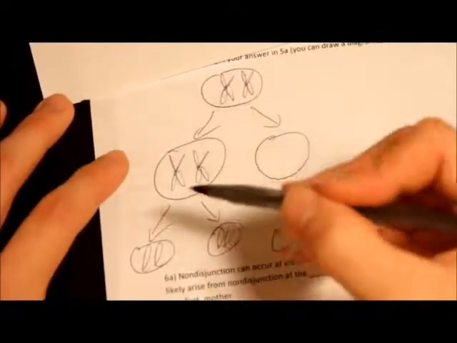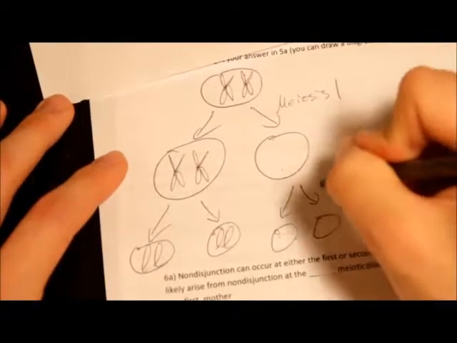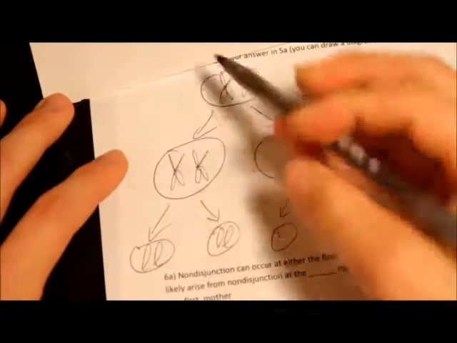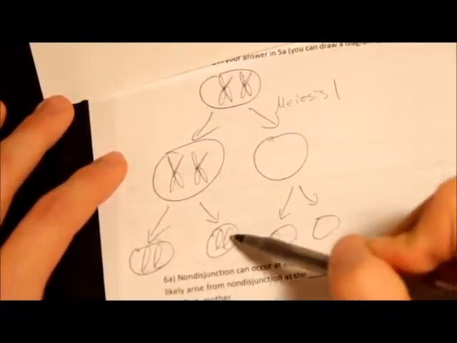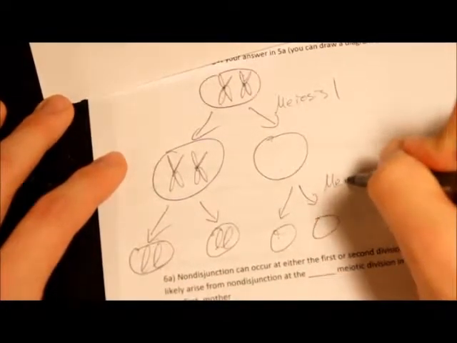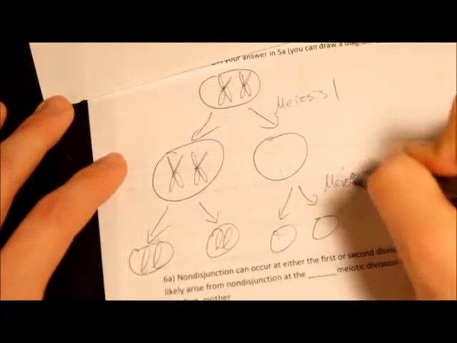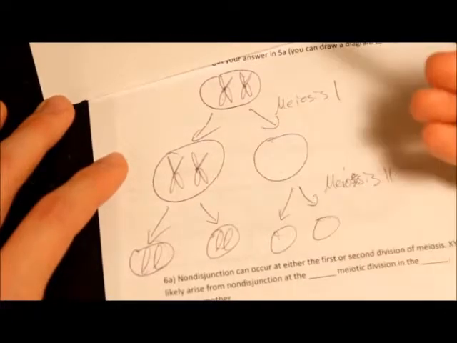But the point I'm trying to make is that non-disjunction in meiosis 1 causes these chromosomes to be placed in this cell, which causes ultimately the resulting cells to have 1 more chromatid than they should. This is under the assumption that meiosis 2 conducts properly.